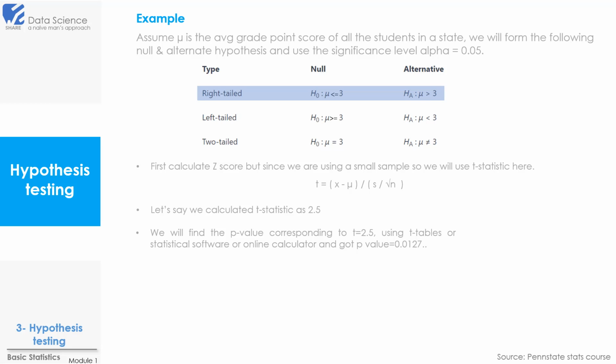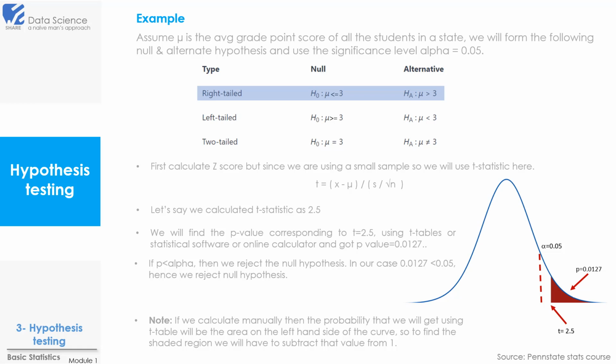Now in the next step, we'll compare our p-value with the alpha level and conclude on a null hypothesis. So here p-value is equal to 0.0127, which is less than alpha, that is 0.05. Hence we will reject the null hypothesis that our average mean is less than or equal to 3. So if you see on the right hand side, these things are shown on the curve. That is how we conduct right tail test.